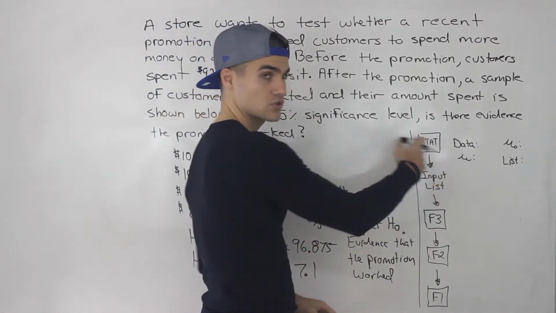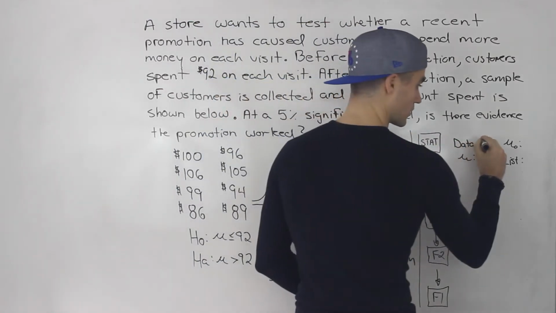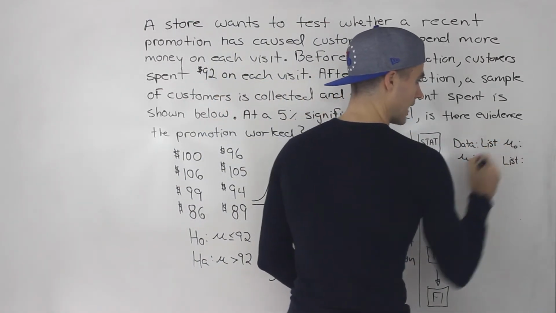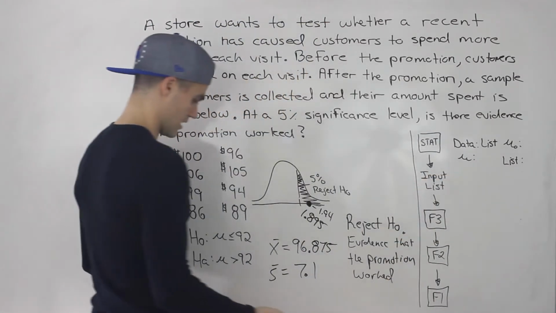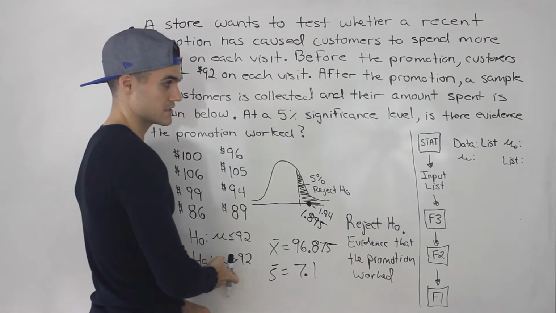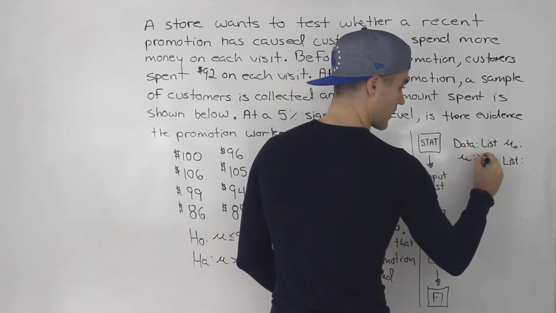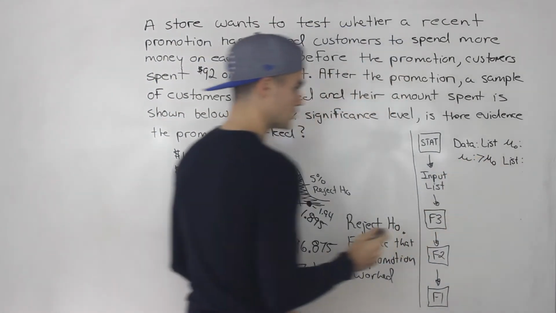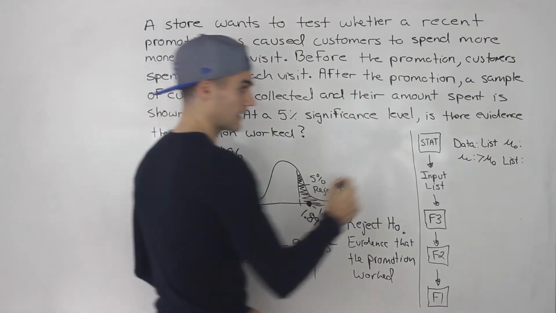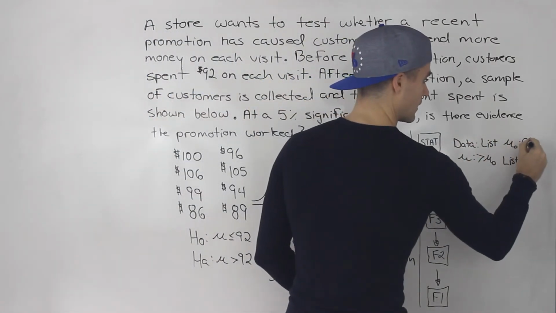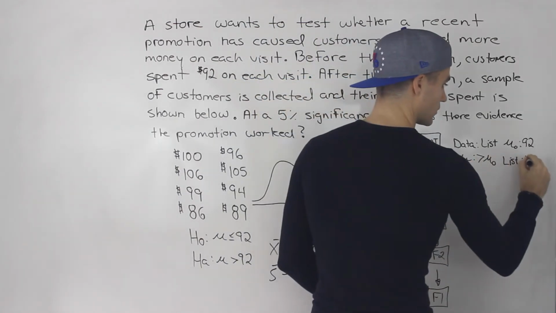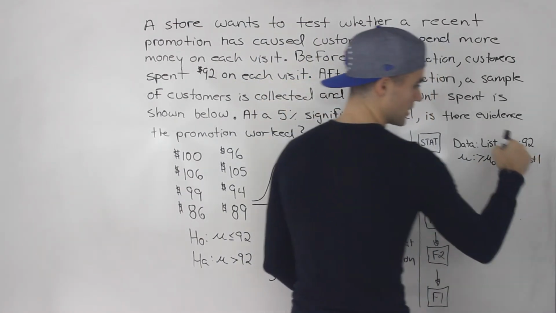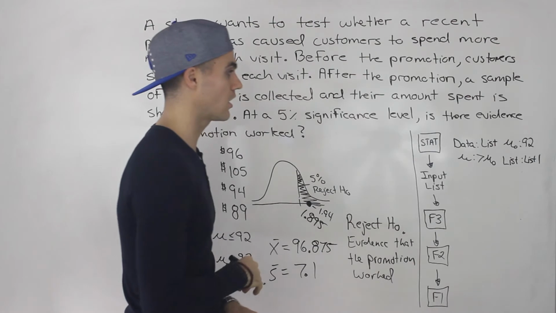Now the data, usually it's variable, but in this case we are looking at a list. So you want to make sure that says list. This here is the alternative hypothesis. So notice it's greater than that population mean given, 92. And the list, it basically specifies which list you want to look at. So you want to look at list 1, unless you input it into a different column.